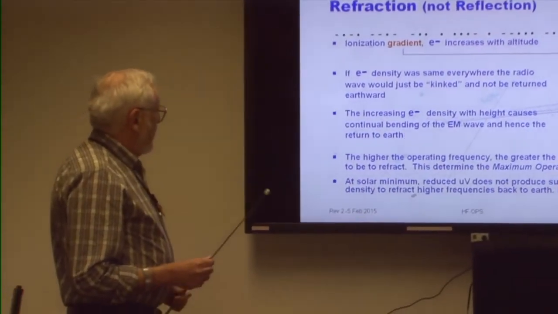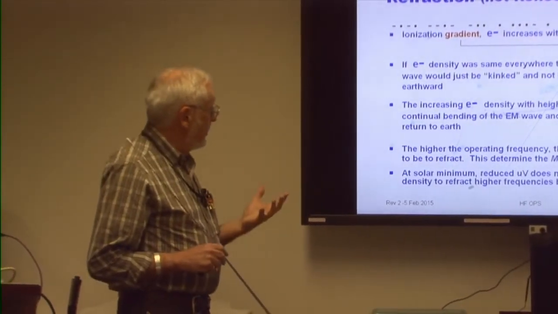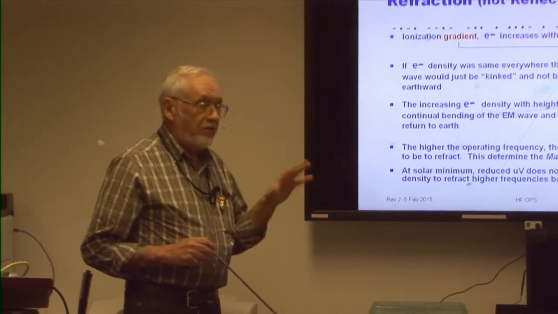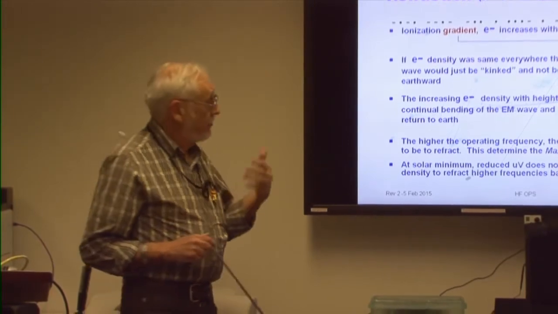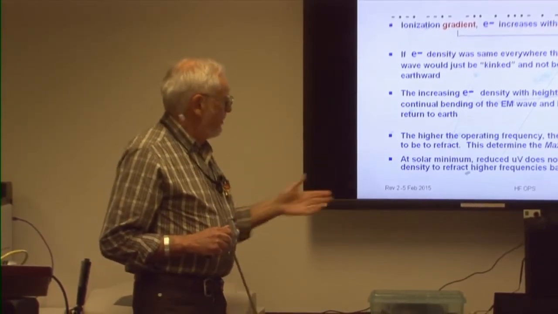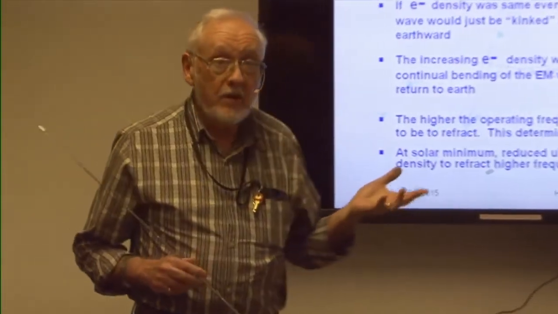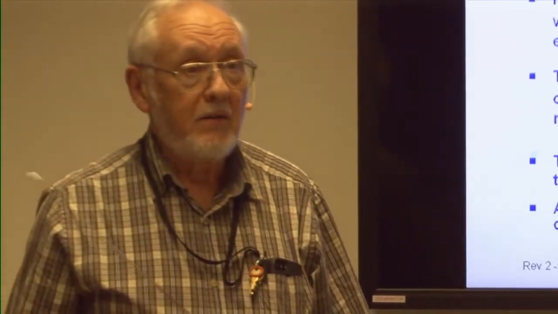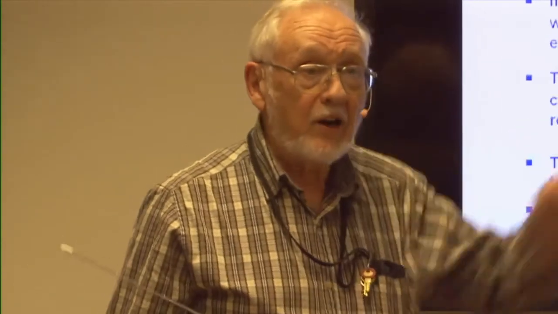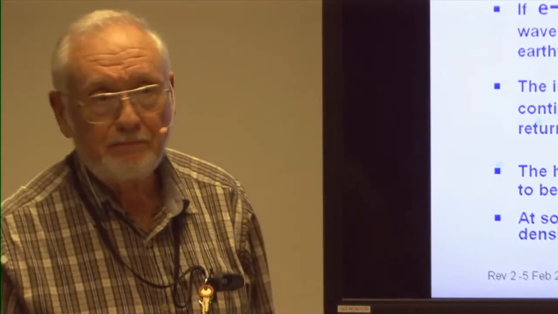So I made a note here that the higher the operating frequency, the greater the electron density has to be to refract it. And that's another part of the maximum operating frequency, the MUF. At solar minimums, the reduced ultraviolet does not produce sufficient electron density, and so the HF bands start to get poor when we get into the solar minimum because we're not getting the level of ionization we need to get that refraction going. It still refracts, but lower frequencies.